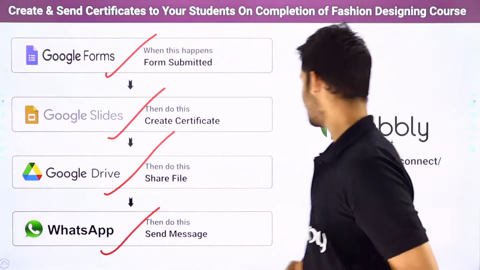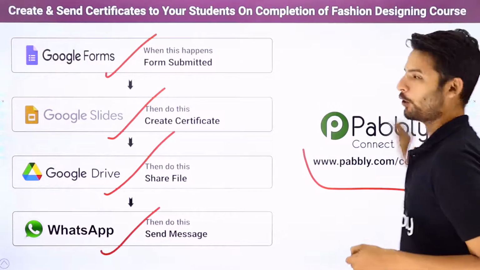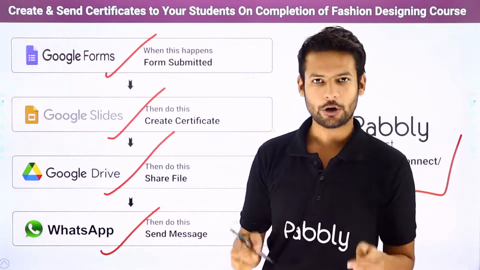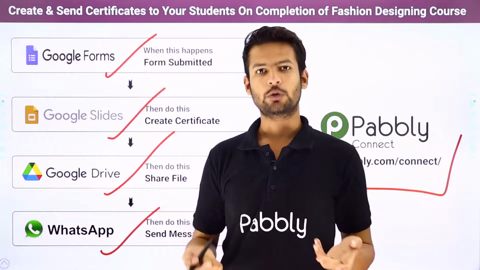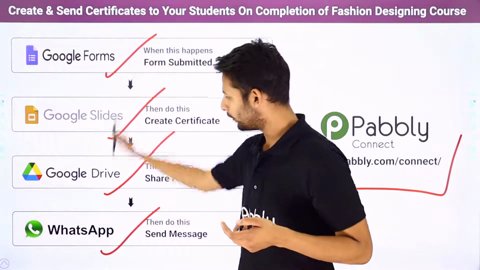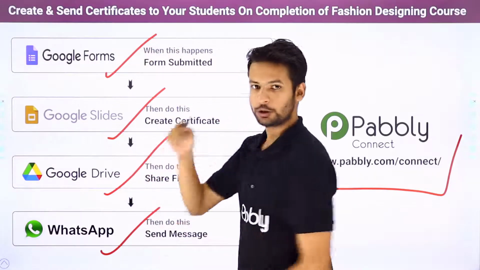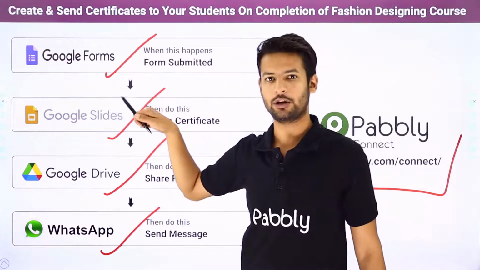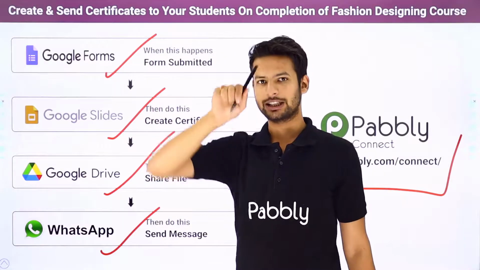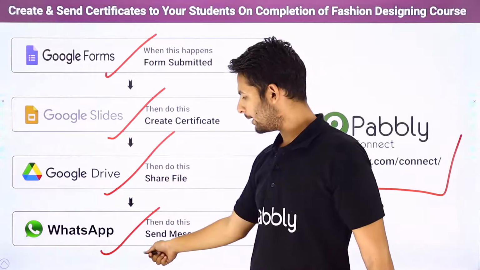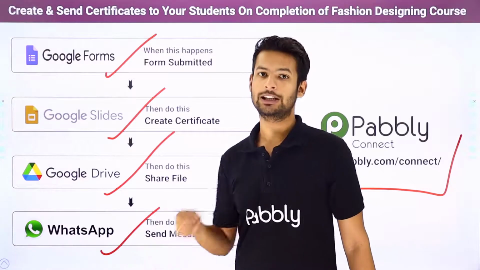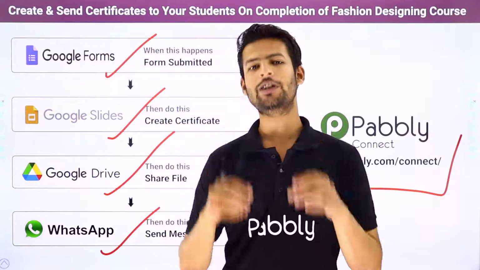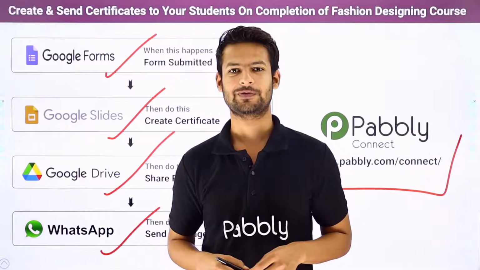How? By using Pabbly Connect. Now what is Pabbly Connect? Let me tell you. Pabbly Connect is an integration and automation software. What it will do is help us to link all of these applications together so that every time the student fills up the form which you have created for them, automatically on the successful form submission, a WhatsApp message will be sent to them with the link of the certificate. Isn't it amazing? Now let me show you a real-time example on my screen.